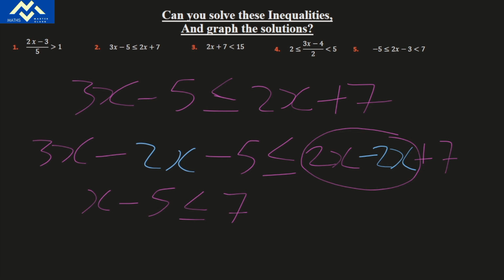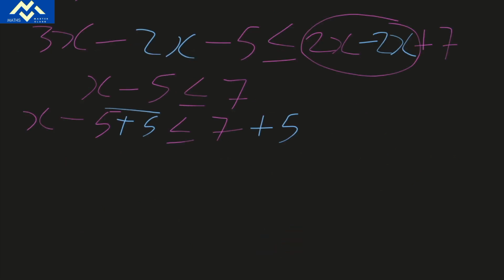Now, add 5 to both sides. Notice that, to eliminate a term, we use the opposite of that term. And whatever you do on one side, you do the same on the other side. So here, -5 + 5 is 0, we have just x, less than or equal to 7 + 5 is 12, our answer is x ≤ 12.